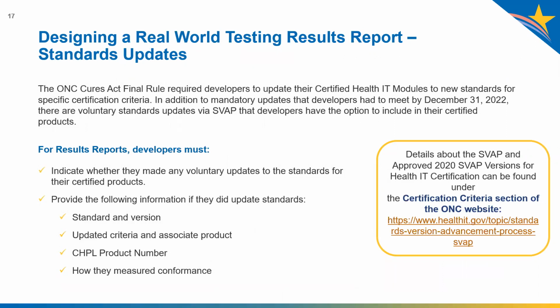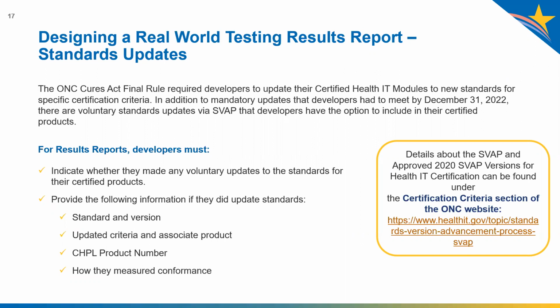All right, now for standards updates, the ONC CARES Act final rule required developers to update their certified health IT modules to certain specific standards associated with specific certification criteria. And in addition to mandatory updates, we have the SVAP program, where it's a voluntary program for health IT developers to update to newer versions of standards that we've already adopted in the program and that are approved by the national coordinator. So for either type of update, whether it be a mandatory update or a voluntary update, it all must be accounted for in real world testing.